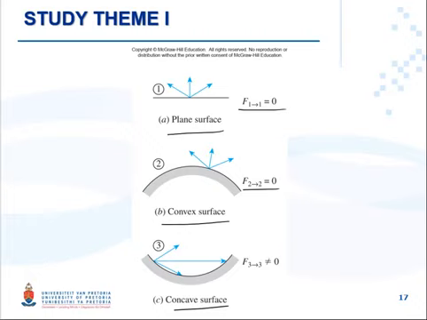But for a concave surface, the self-view factor is not 0. Why? Because some of the radiation leaving surface 3 might strike surface 3 again. So that's the reason why for concave surfaces the self-view factor is not 0.